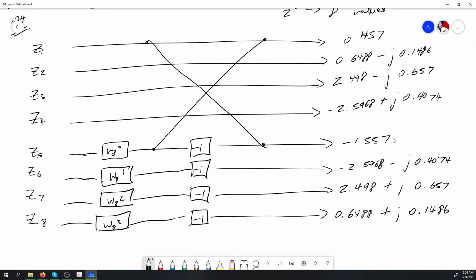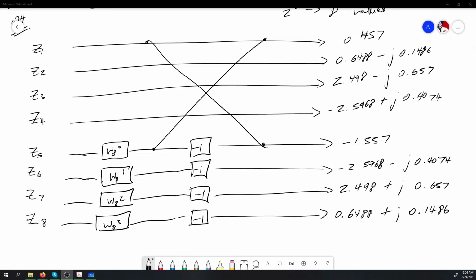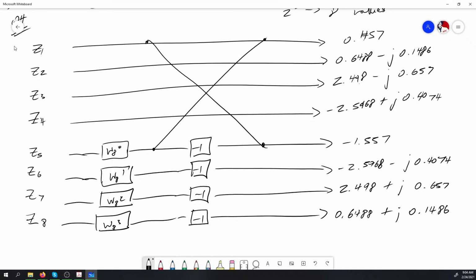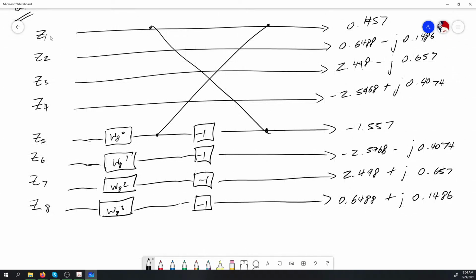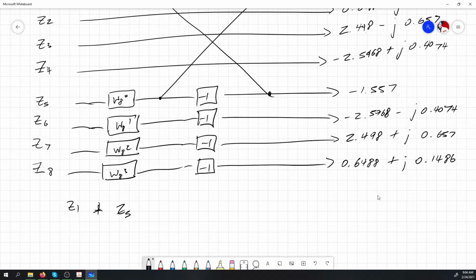Right. So for the first butterfly diagram here, which we are calculating for, because we need to figure out what's going to be Z1 and Z5, we're going to actually write up the equation here about how we obtain each one of these output values. So in this case, this was Z1 here, plus Z5 by W8 of naught equals 0.457.